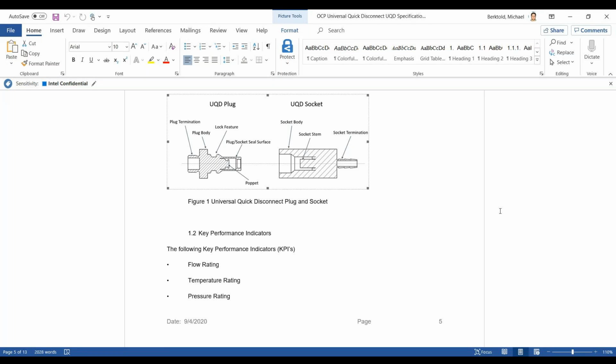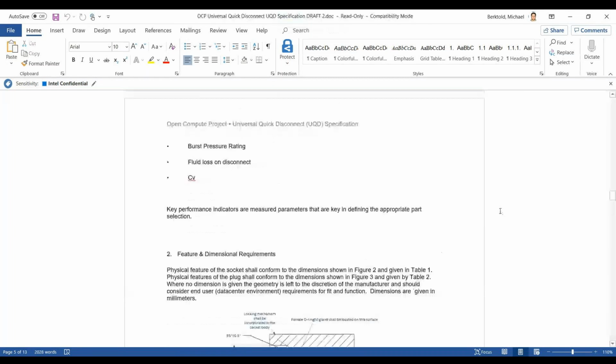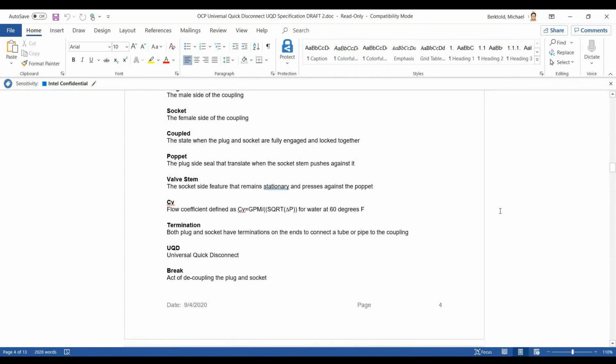Thank you. Mm-hmm. So section 1.2, key performance indicators. I've just identified some of those areas that would fall into KPI: flow rating, temperature rating, pressure rating, burst pressure rating. Go ahead and scroll down, Michael. Fluid loss on disconnect and CV value. And key performance indicators are measured parameters that key in defining the appropriate part selection. And do you define the CV value somewhere? It's defined in the terms above. Okay. If you want to scroll back up there real quick. Yep.